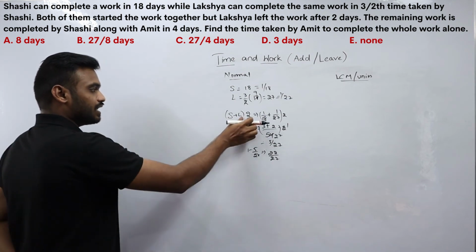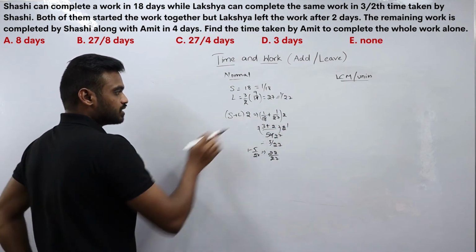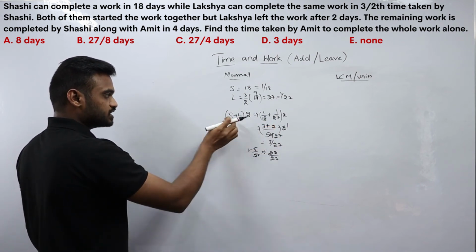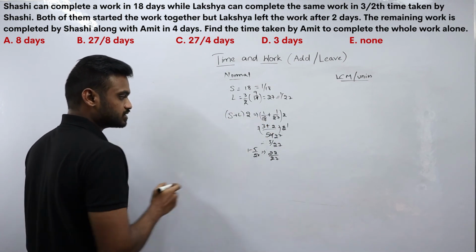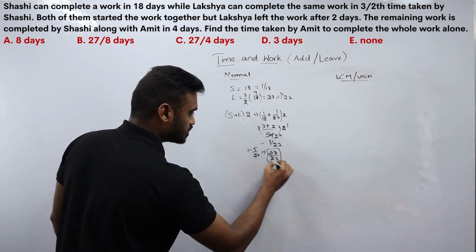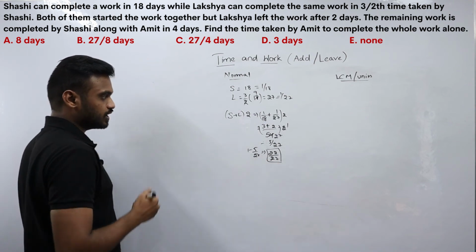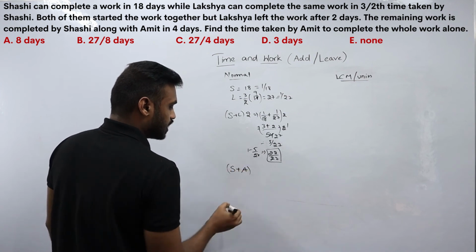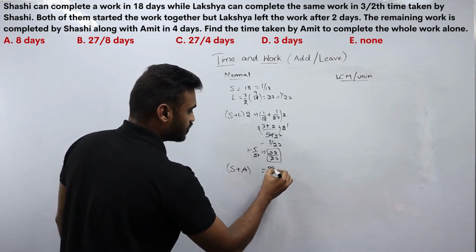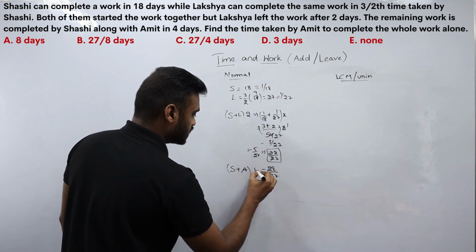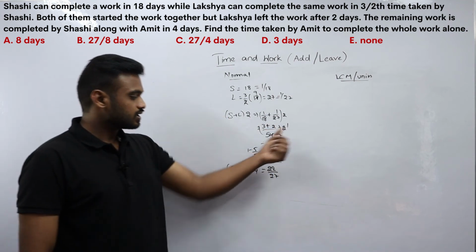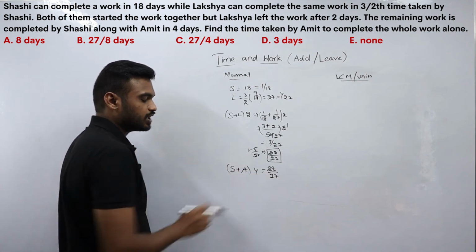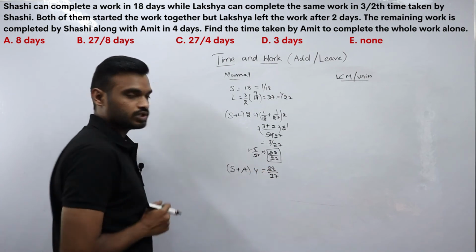Now they are saying that Lakshya left the work and then Amit joined to complete the work. Okay, Lakshya left the work. Now Shashi joined with Amit to complete the remaining work, that is 22/27 part of the work, in 4 days. So they both worked together for 4 days to complete the remaining part of work, that is 22/27.